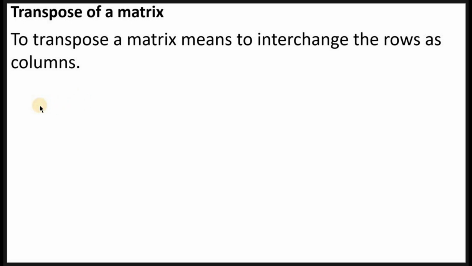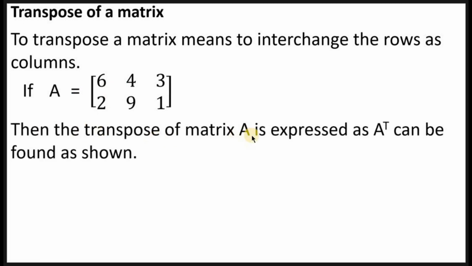So if A is equal to this matrix here, then the transpose of matrix A is expressed as A^T. You'll find in an exam they write A^T, meaning the transpose of matrix A, because they can just say find A^T. In that case, they've said find the transpose of matrix A. So you need to get familiar with the language that examiners use. The transpose of matrix A is expressed as A to the power T and can be found as shown.